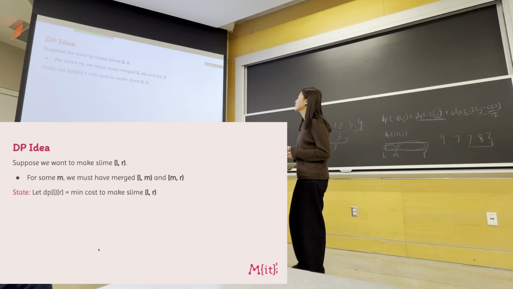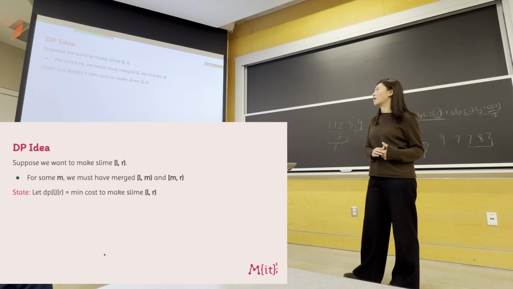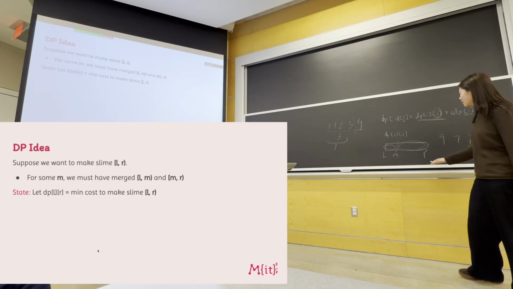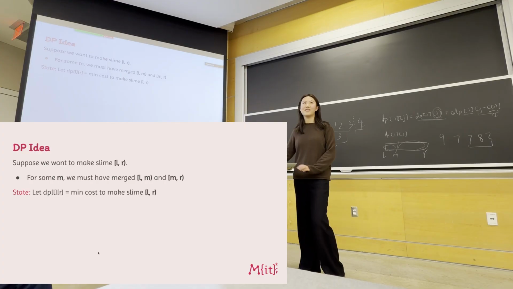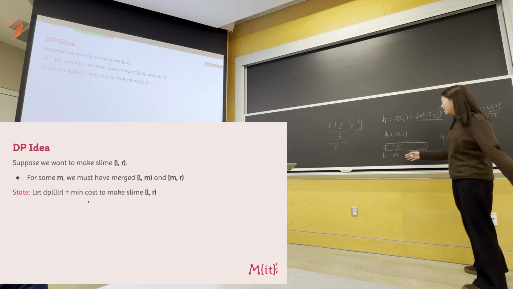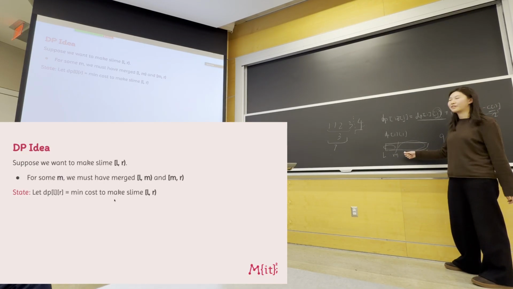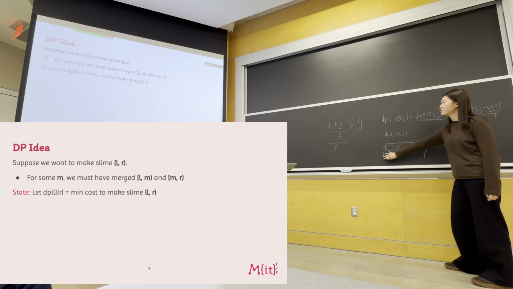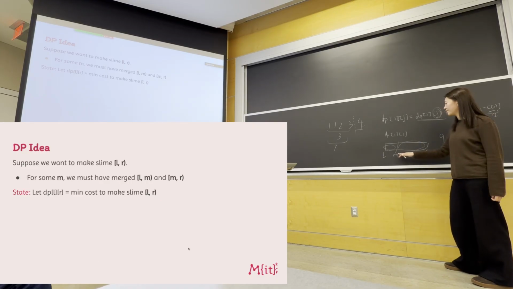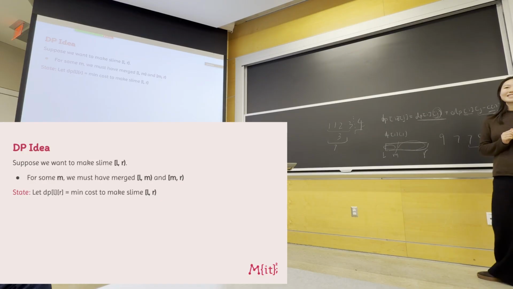And the state that we would define would be DP[L][R], the min cost to make slime L to R. And does anyone want to take a guess on the transition of the DP? The hint is that in each transition we're merging two slimes. We're iterating through M and merging the two big slimes with M. Anyone want to take a guess?